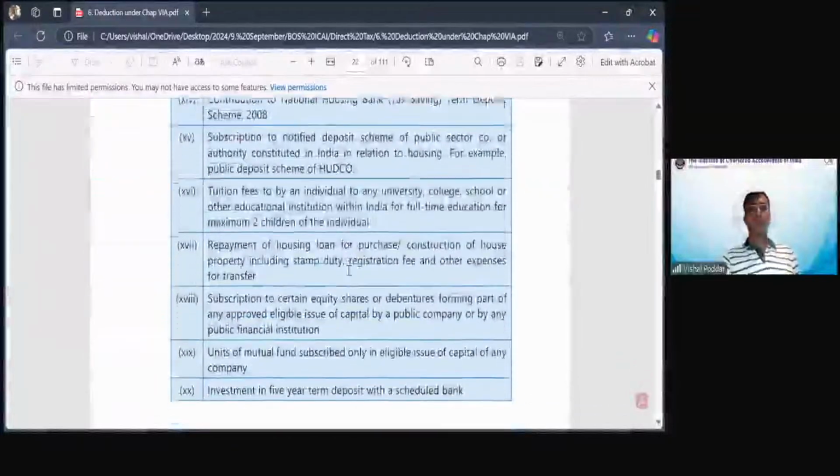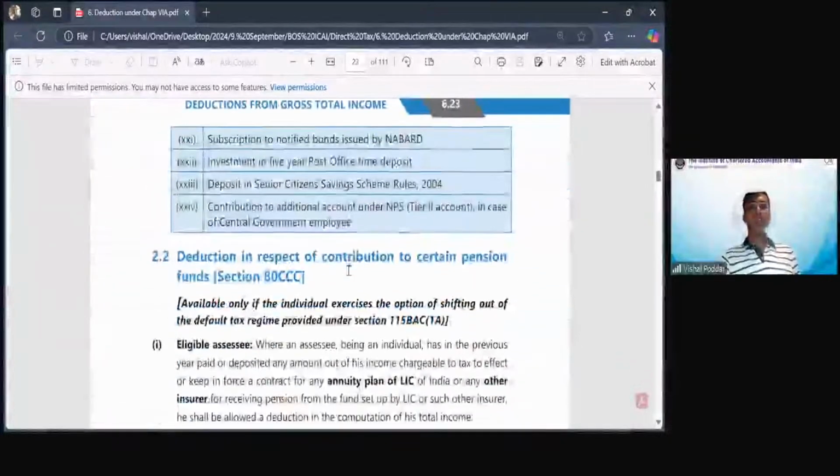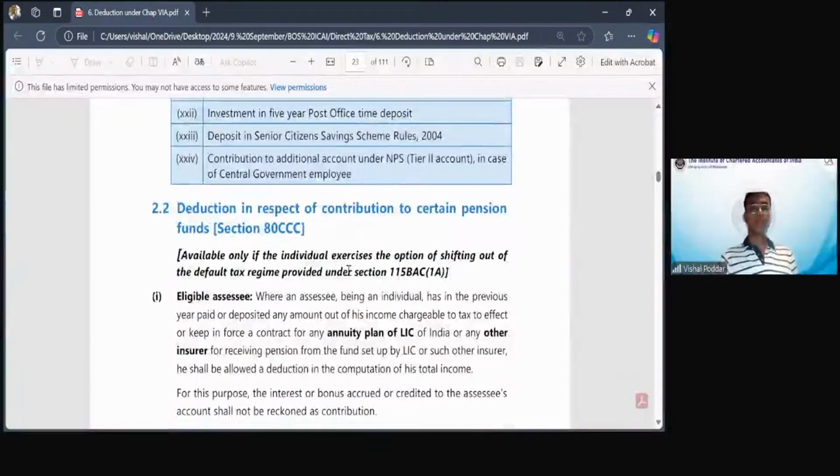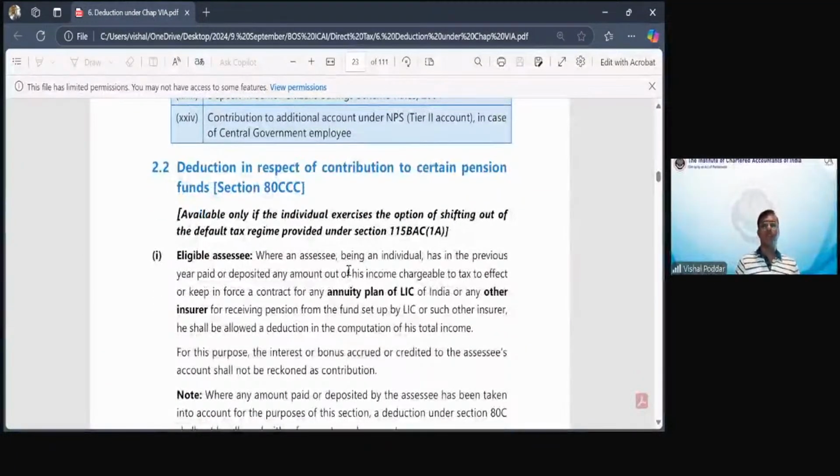So I hope you have understood the entire list of 80C, all the points covered. Then you have two similar sections, 80CCC and 80CCD. Both are dealing with what? Both are dealing with payment of premium of pension plans.